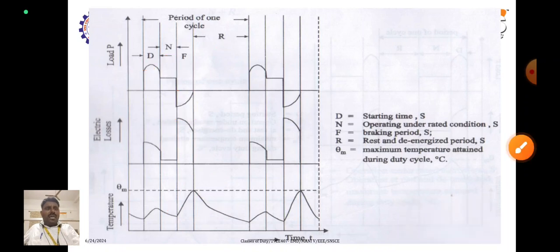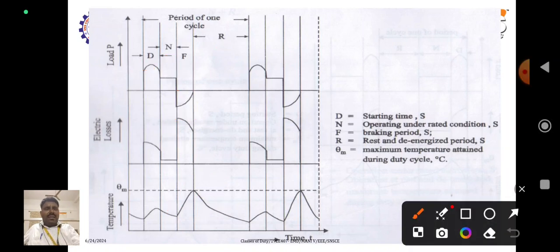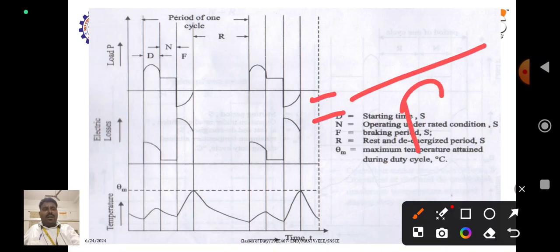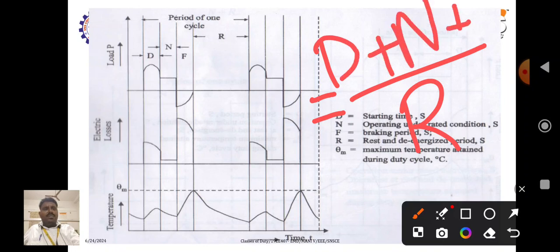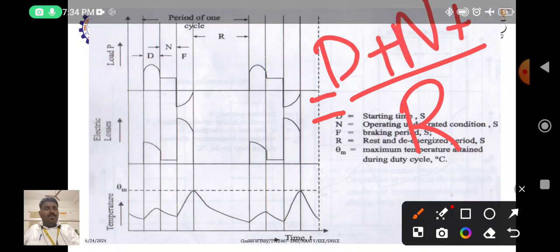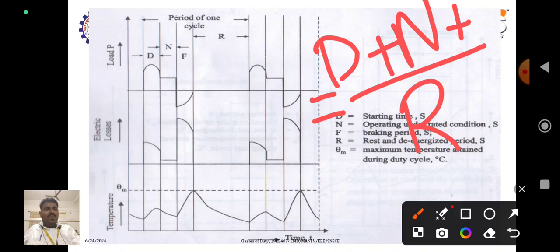The duty cycle is calculated as on time divided by rest time. Rest time is the rest, and on time is starting, operating, plus the braking. So that will be the duty cycle.